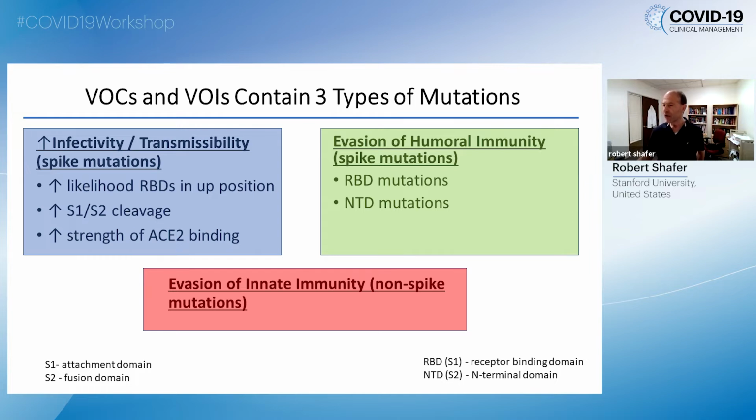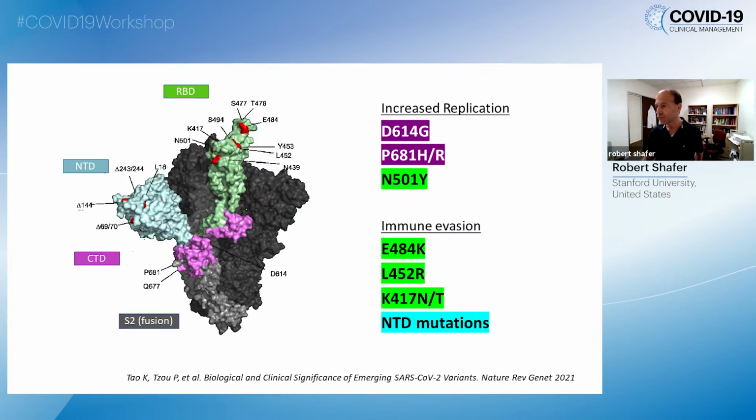A second category of mutations includes those that interfere with antibody binding to the spike protein. Most of these mutations are in the spike receptor binding domain, while several are in the spike N-terminal domain. Finally, several recent studies have reported that several mutations outside of spike can antagonize innate immunity by reducing interferon production and the response to interferon.